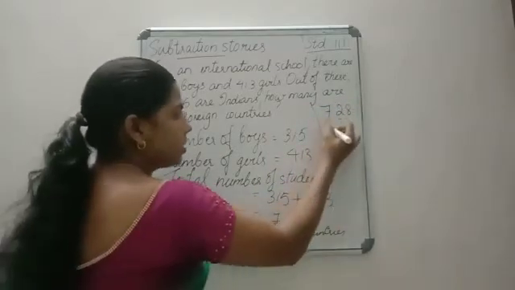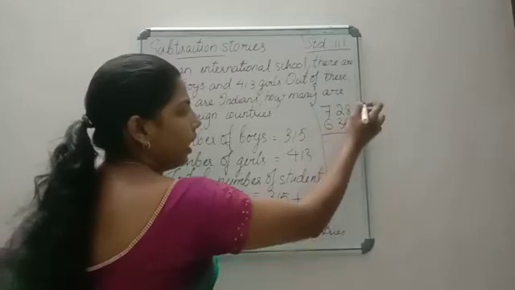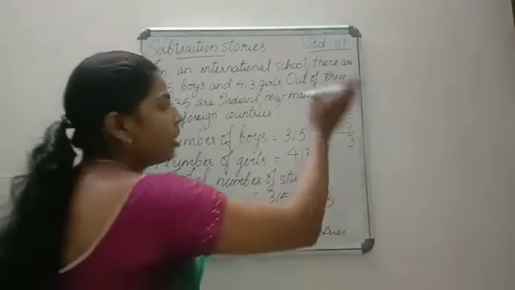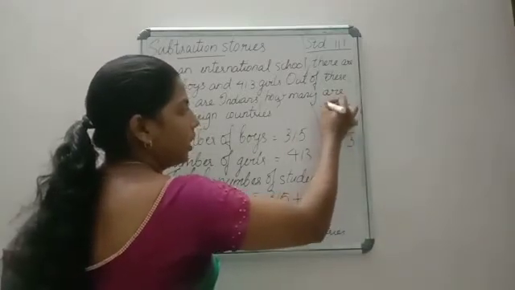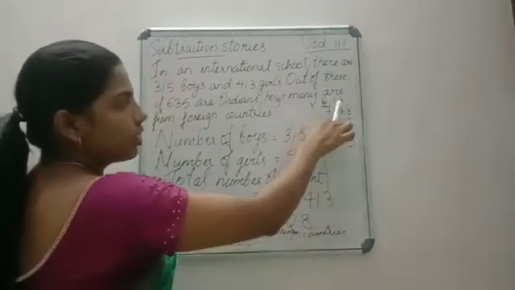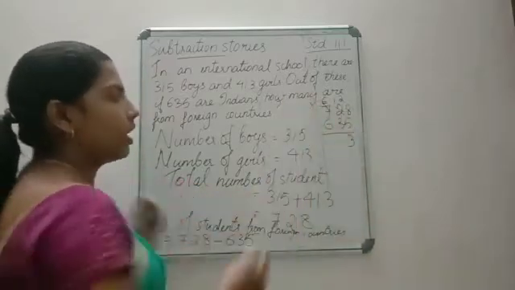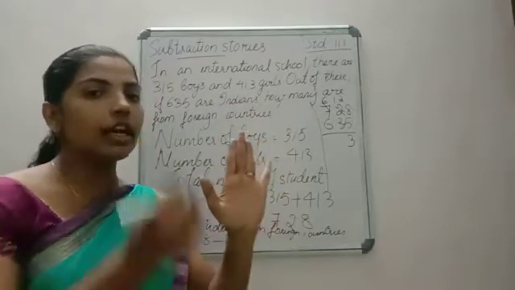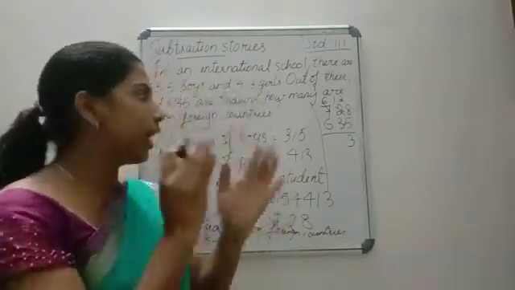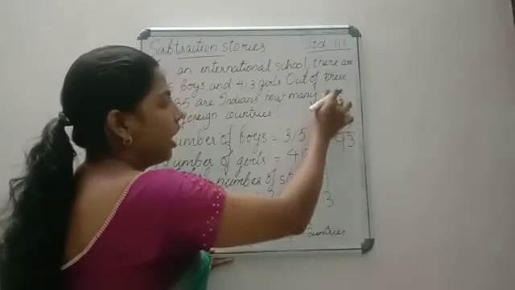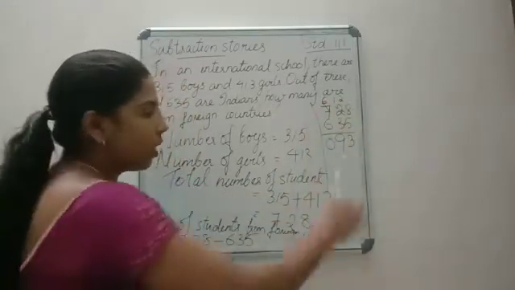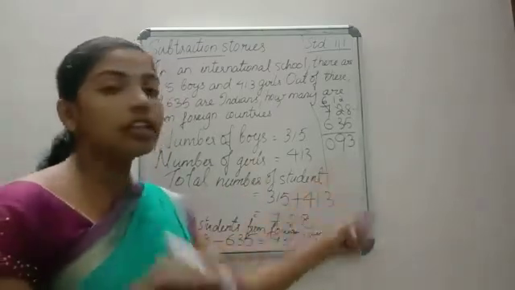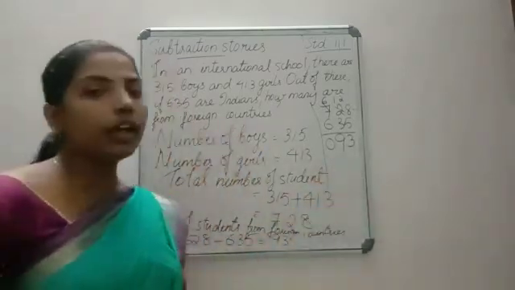728 minus 635. 8 minus 5, 3. 2 minus 3 is not possible, so borrow 1 from the nearer place. So it becomes 6 and this will become 12. 12 minus 3. After 3, 4, 5, 6, 7, 8, 9, 10, 11, 12. So 9. And 6 minus 6 is 0. So what is the answer? 93. That means 93 students are from foreign countries.